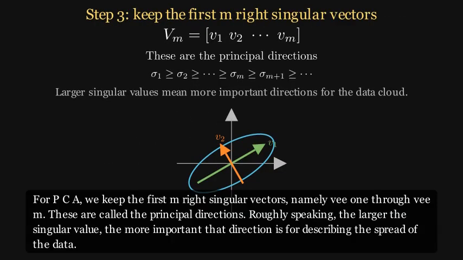For PCA, we keep the first m right singular vectors, namely V1 through Vm. These are called the principal directions. Roughly speaking, the larger the singular value, the more important that direction is for describing the spread of the data.